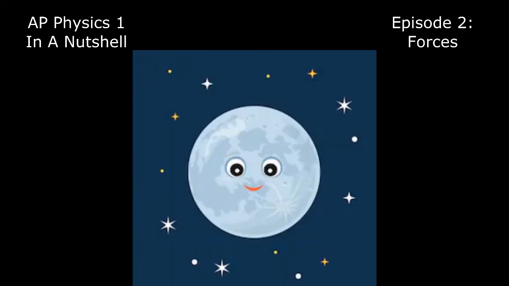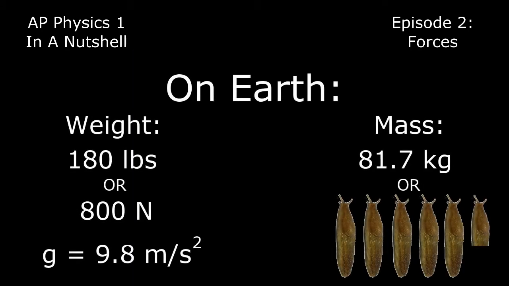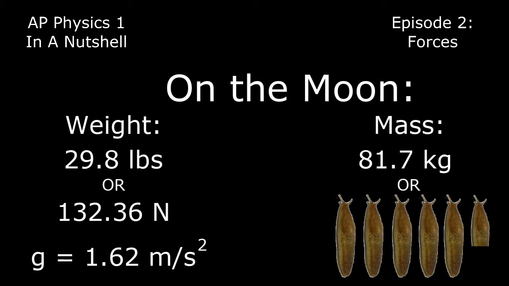A good way to differentiate them is to think about going to the moon. Let's say you weigh 180 pounds or 800 newtons on Earth. That would mean your mass is about 81.7 kilograms or 5.6 slugs. If you were to travel to the moon, your mass would still be 81.7 kilograms, but your weight would now be 132.36 newtons or 29.8 pounds, because the acceleration of gravity on the moon is 1.62 meters per second squared instead of 9.8 meters per second squared on Earth. That concludes your tangent for today. Now back to your regularly scheduled forces.